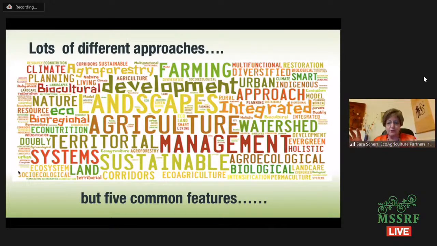There's a lot of different words and names for this. We have integrated watershed management, territorial development, jurisdictional landscapes, agroecological landscapes, biological corridors, et cetera. They're unique and have different entry points to engage people, but they have five common features, and I'll move through these quickly.